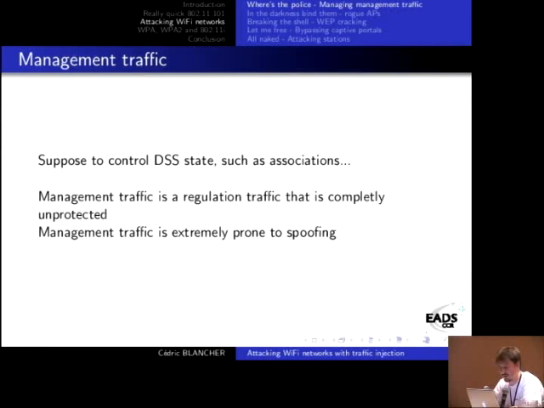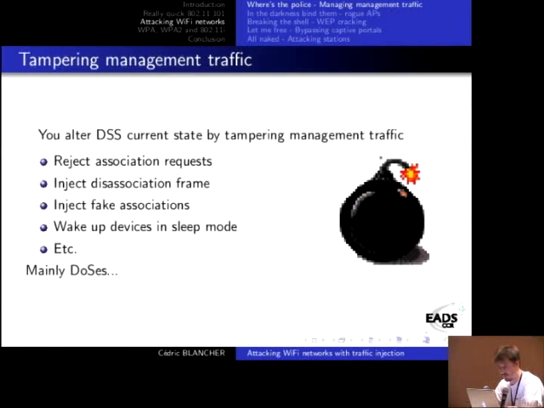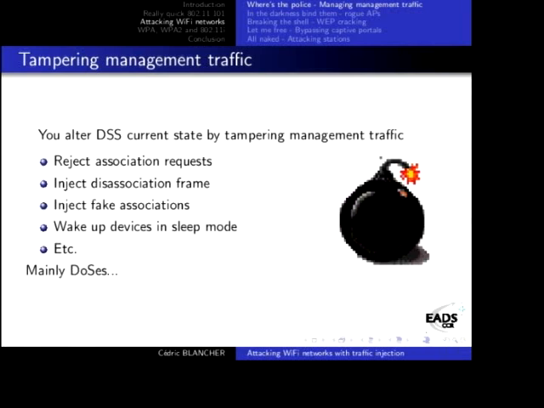The thing is, management traffic is totally unprotected. It's clear, it's not authenticated, you don't have an integrity check on it, so you can just play with it as you like, especially spoofing management traffic. Because management traffic is responsible for keeping association, it's really easy to mount denial of service on a wireless network. You can just reject association requests: a station wants to get associated, and you answer faster than the access point. For people who are already associated, you can send disassociation frames, telling them, I'm the access point and I don't want you anymore on my access point, so go away, and they go away.